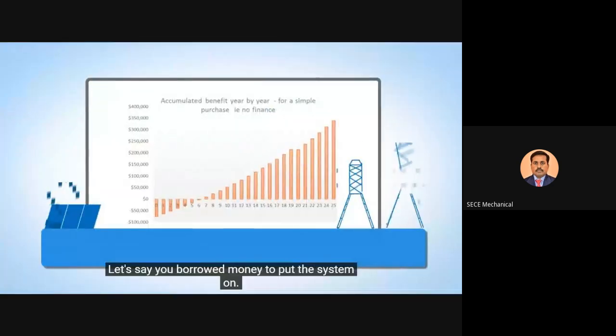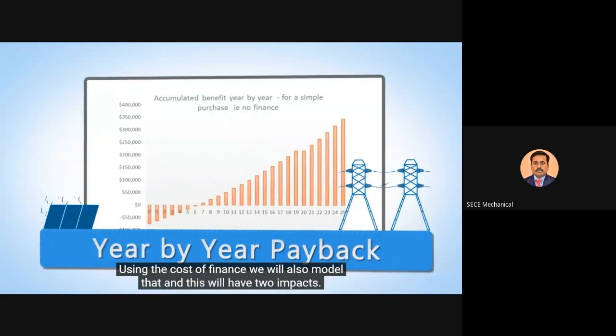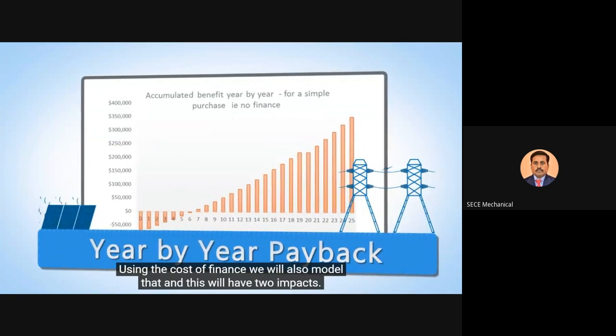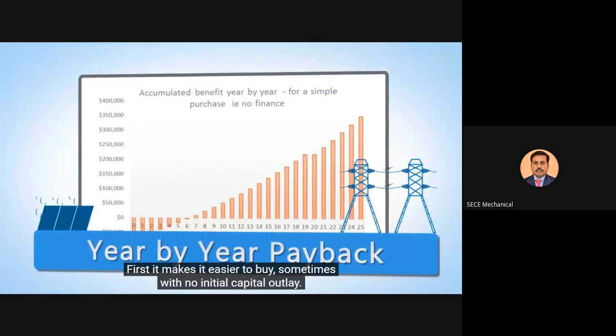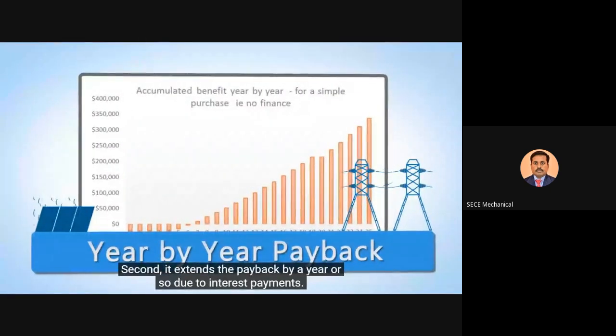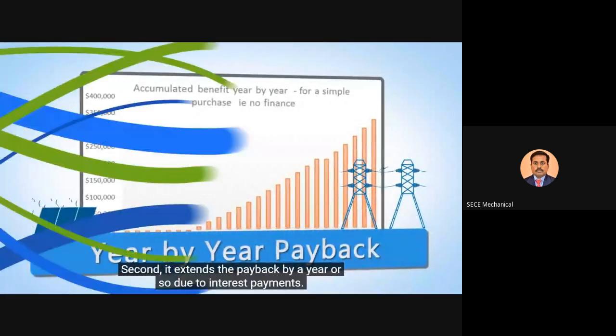Let's say you borrowed money to put the system on. Using the cost of finance, we will also model that, and this will have two impacts. First, it makes it easier to buy, sometimes with no initial capital outlay. Second, it extends the payback by a year or so due to interest payments.